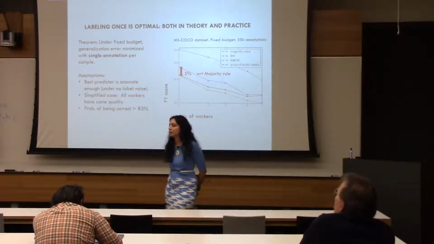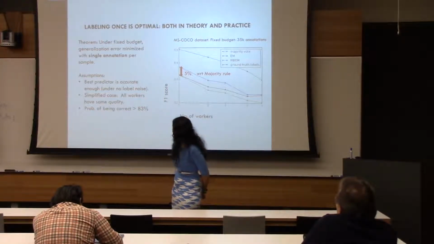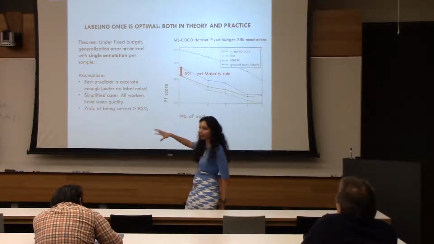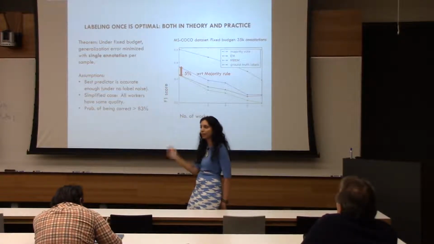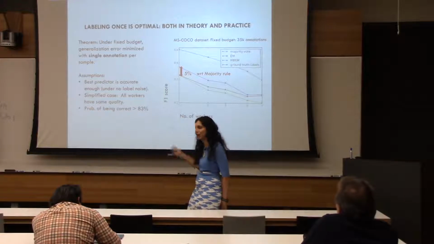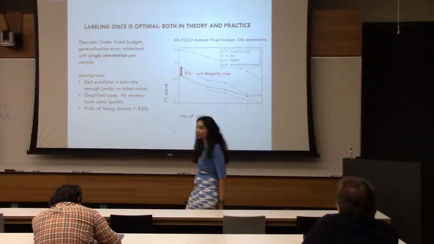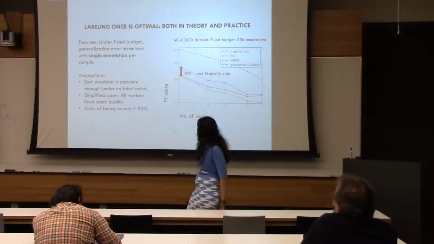Is this result general for all sorts of predictors or just specific classes of predictors? In this case, it was just general, right? We were doing the standard complexity argument, like a VC dimension argument, or Rademacher.